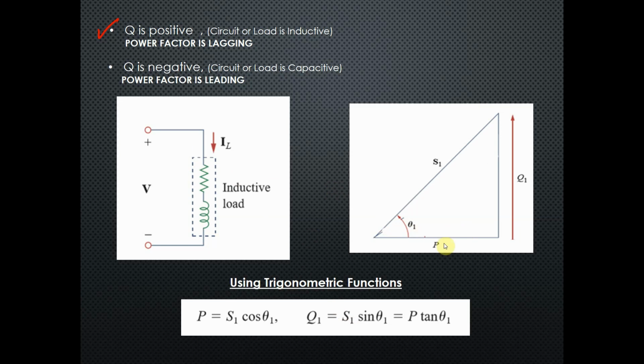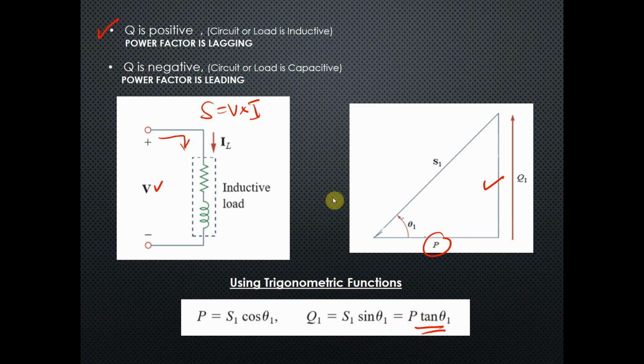Now, what will be the Q here? We have an inductive load, so Q is positive. This is P, the P dissipated on this resistor, and the total S is equal to V times I. It's this voltage times the current, the total power. Now, what is P from this power triangle? P is equal to S1 cosine theta 1. Q1 is equal to S1 sine theta 1, or Q1 is equal to P tangent theta 1.